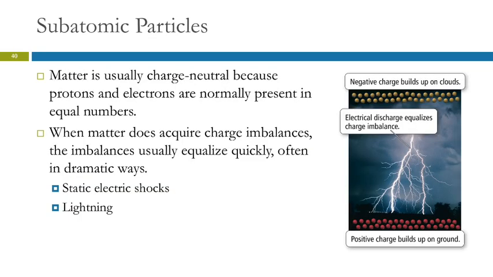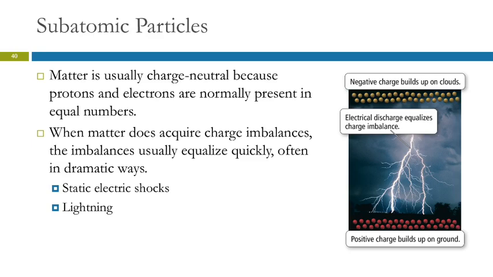So matter is usually charge neutral, meaning it doesn't have an overall positive or negative charge because you have an equal number of protons and electrons, and they have opposite charges, so their charges add up to 0. When we do have a net charge, things become very unstable, and they will become neutrally charged in very dramatic ways. That's one of the things that happens in an electrical storm where you have the lightning.